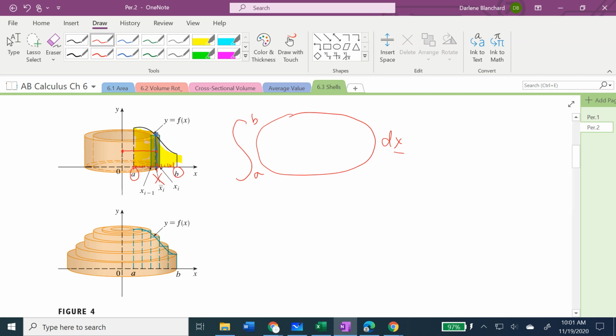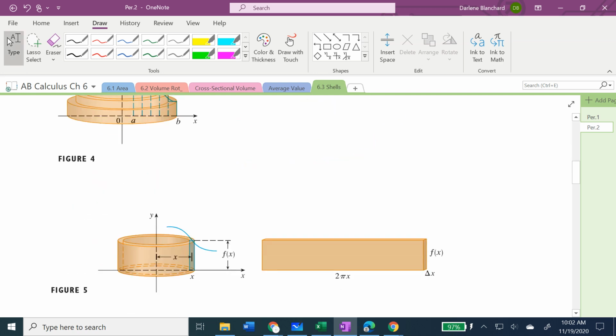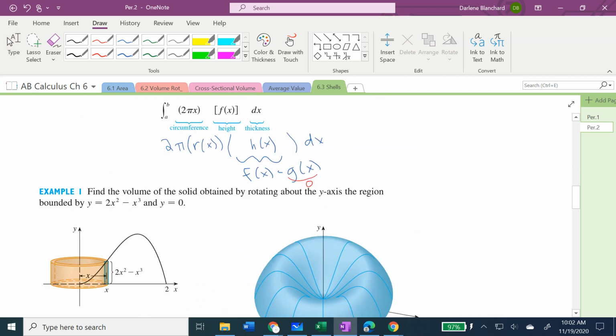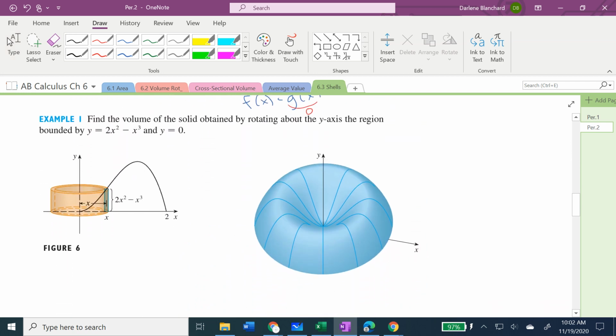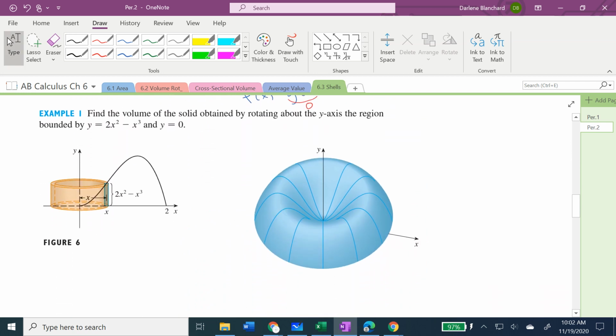And technically, the axis of rotation is at x equals 0. So we end up just writing x times f of x with the 2 pi, but there's a little more to it than that. And I'll make sure to go over problems to show you different situations. So we'll start off with example 1, and there's a pretty picture to go along with it.